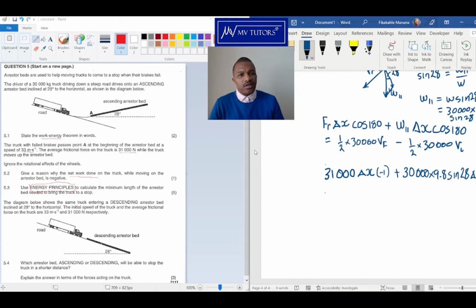So that's equal to, if I put this in a calculator, taking out the common factors, which is half of 30,000, that's 15,000. And then my final velocity, remember it has to come to a stop, which is 0, minus my initial velocity, which I've been given as 33.